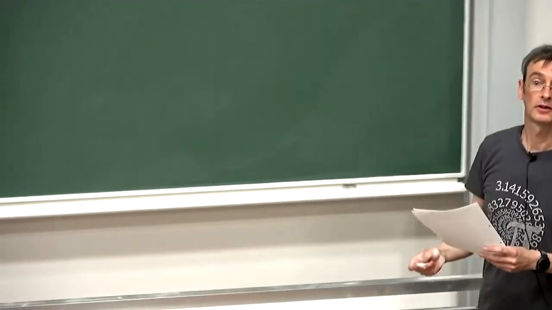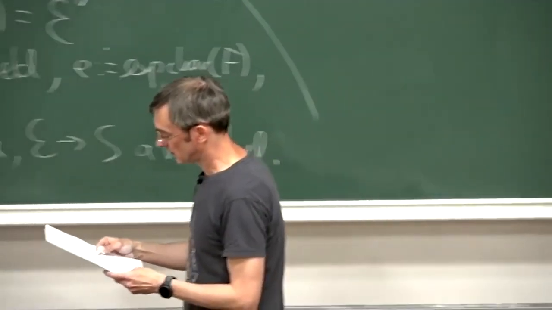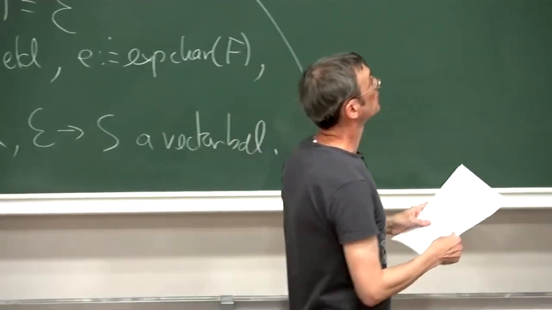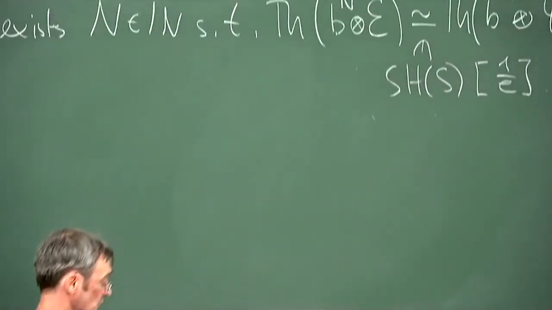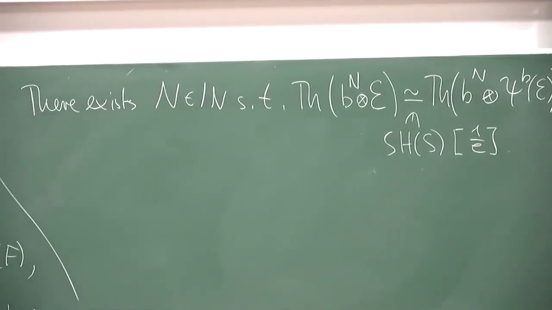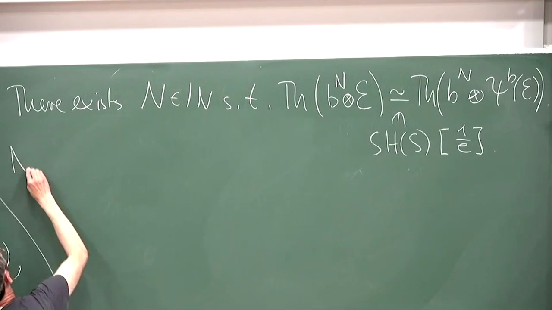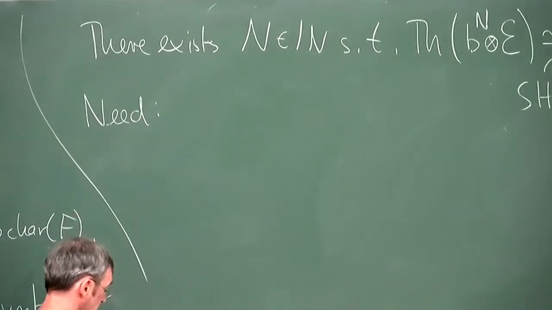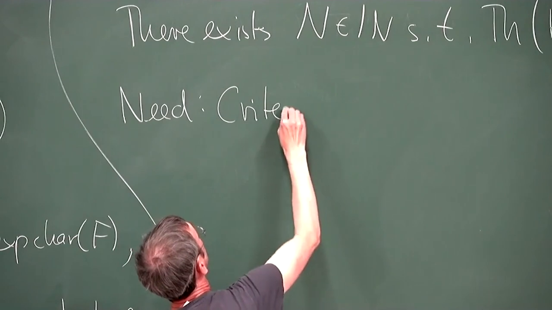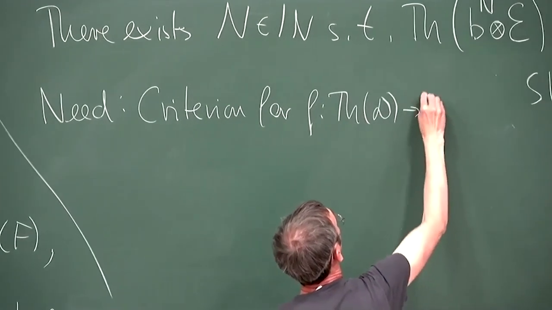Anyhow, the strategy of proving this is to do it first for line bundles and then use some transfer argument. And what we want to produce are equivalences of these Thom spectra. So we need some criterion for when such a map is going to be an equivalence of Thom spectra. And for that, I would like to state a theorem of Morel, which has been mentioned several times here this week already. So we need a criterion for a map of such Thom spectra.